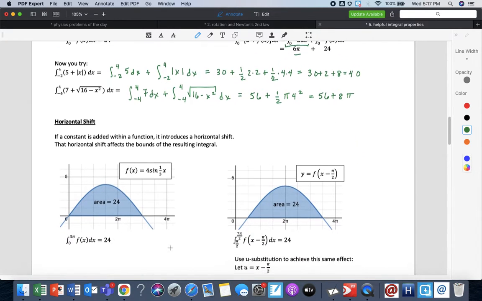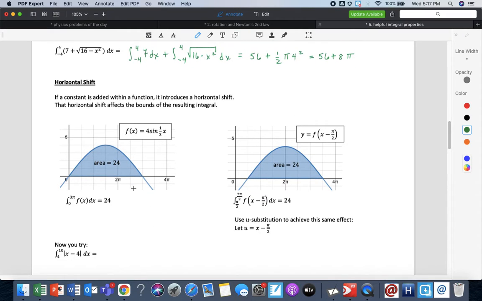You can also shift functions horizontally. And you take advantage of the shifts to evaluate integrals. So again, here's the same function with an area of 24. If I shift it to the right, pi over 2, then my function is x minus pi over 2. That's the argument of my new function. And if you integrate this from those shifted bounds, so now pi over 2 to 7 pi over 2, you should again get 24 because the horizontal shift doesn't add any area to it.